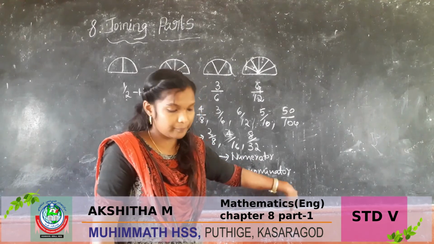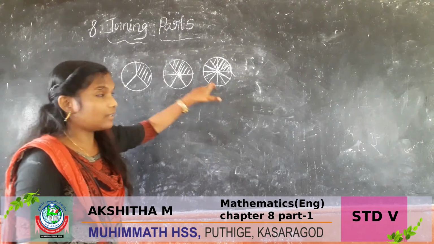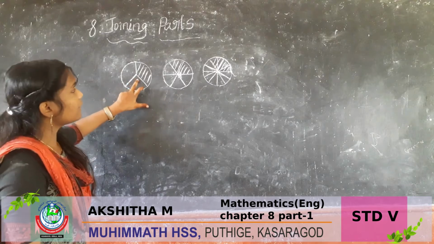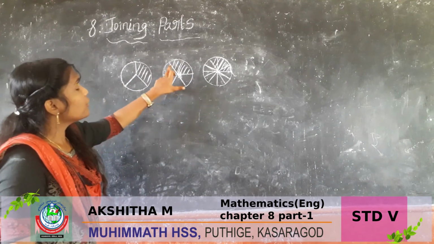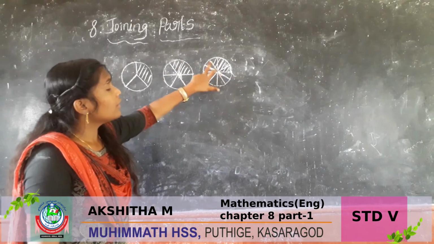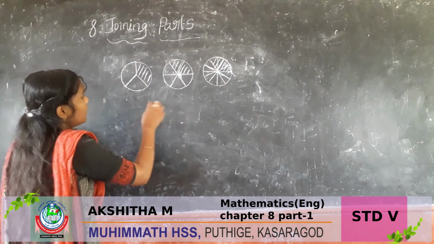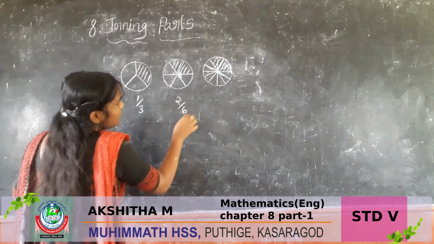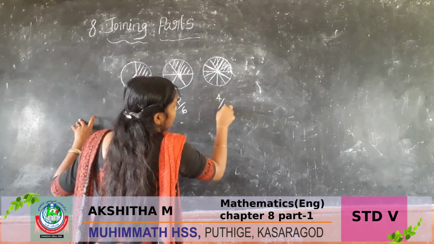Is it clear? Look at the picture here. You can see 3 circles. In the first circle, out of 3 parts, 1 part is shaded. In the second picture, out of 6 parts, 2 parts are shaded. In the third circle, out of 12 parts, 4 parts are shaded. So the fractions are 1 by 3, 2 by 6 and 4 by 12.